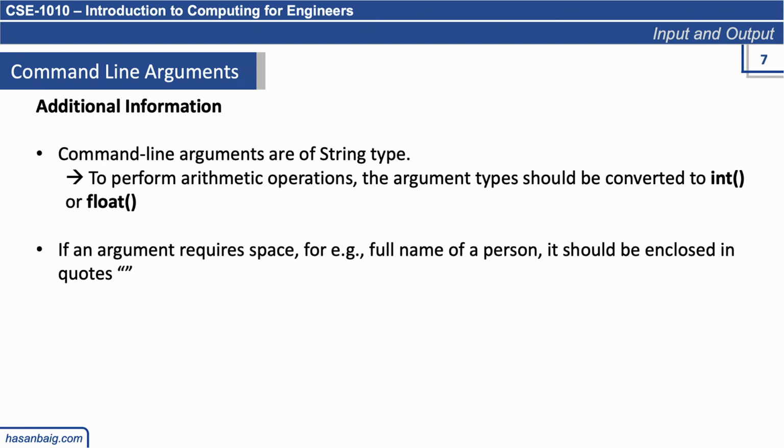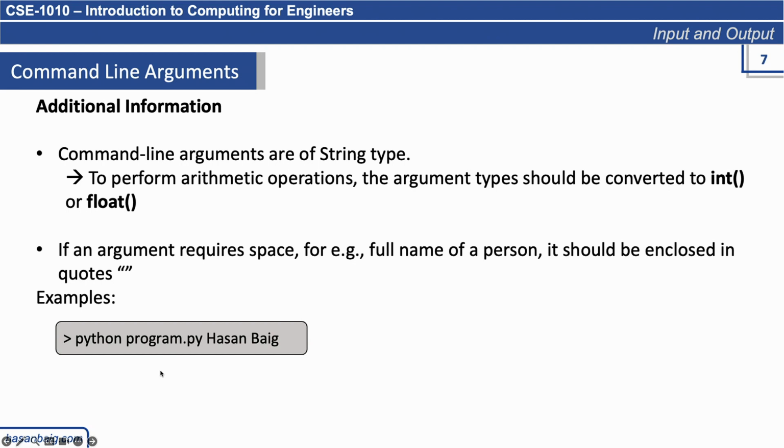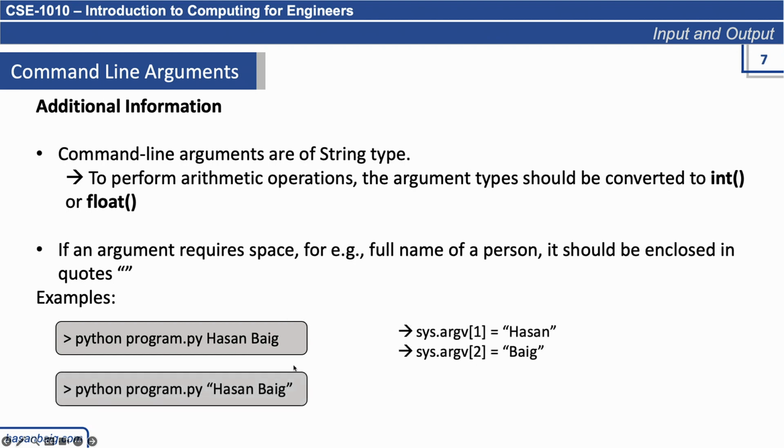So if an argument requires a space, for example, the full name of a person, it should be enclosed in quotes. So if I were to write program.py Hasanbek, these two arguments will be considered as two separate elements in a list. Okay, if I have to consider this as a single argument, or as a single element in the list, I have to enclose it in quotes. So you could have a long sentence. When you enclose it in quotes, it would be considered as one element of the list. Okay.